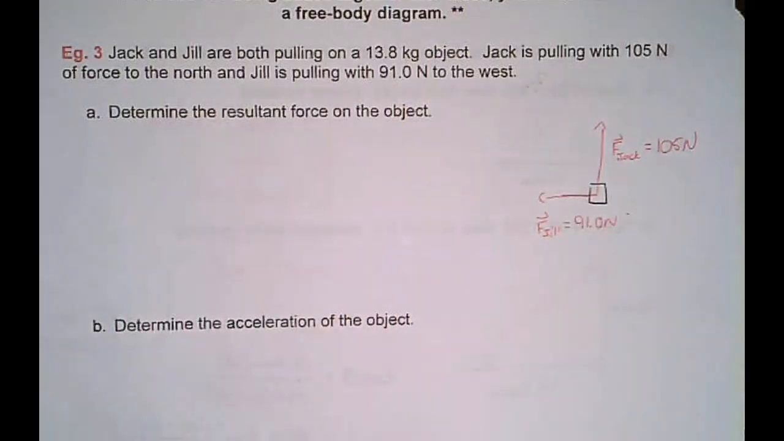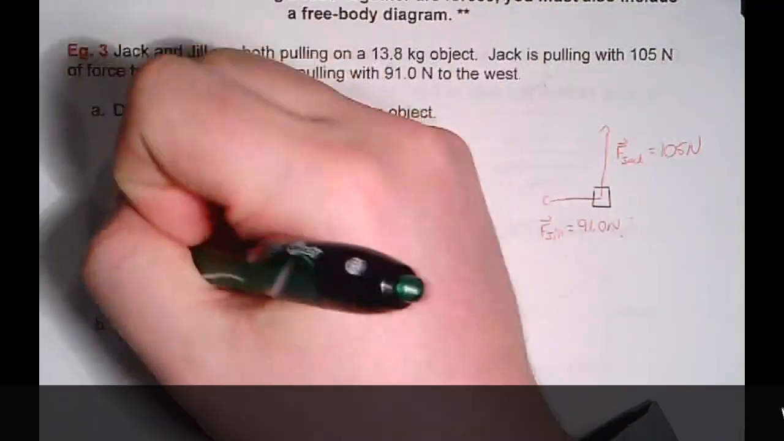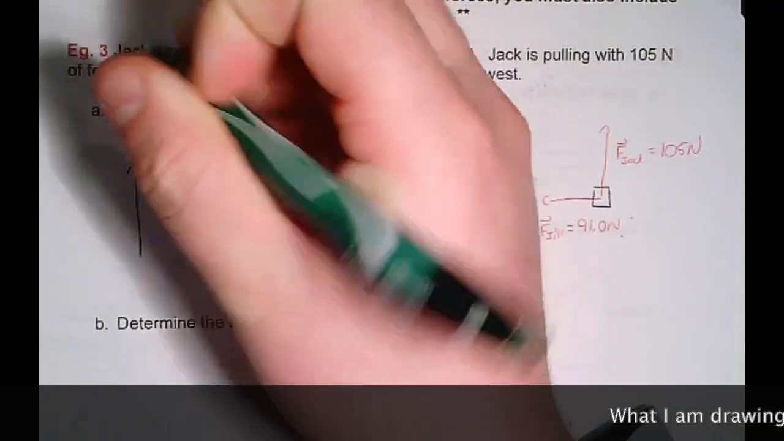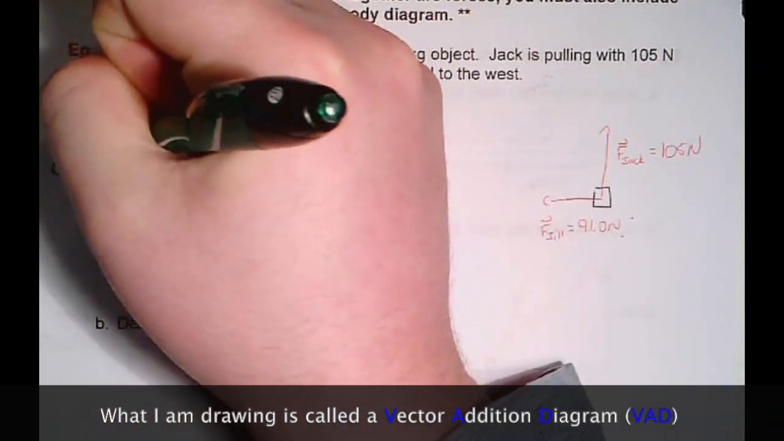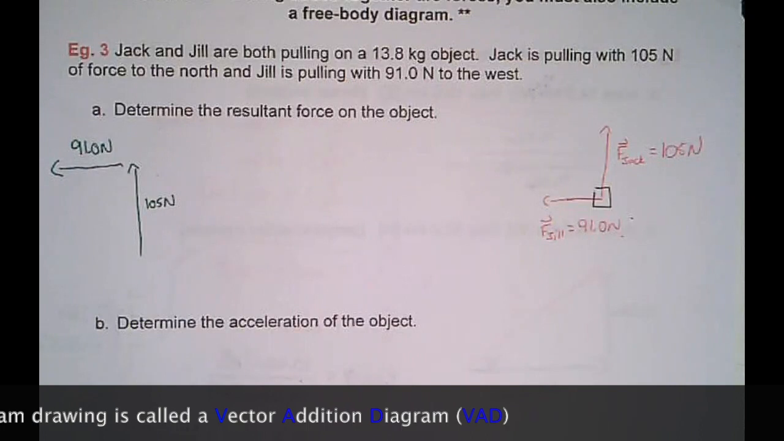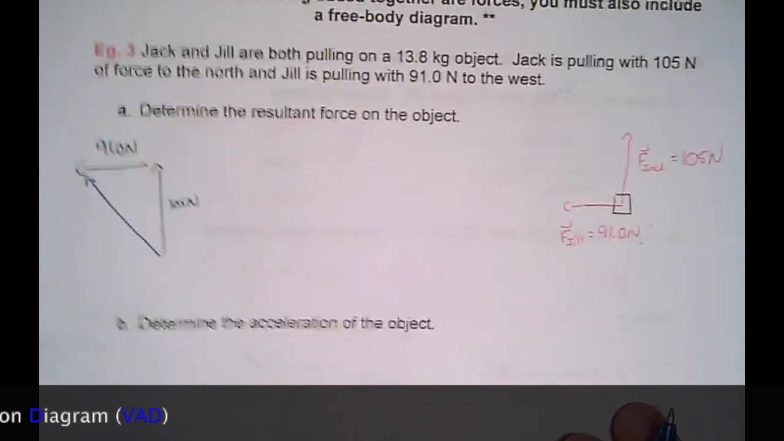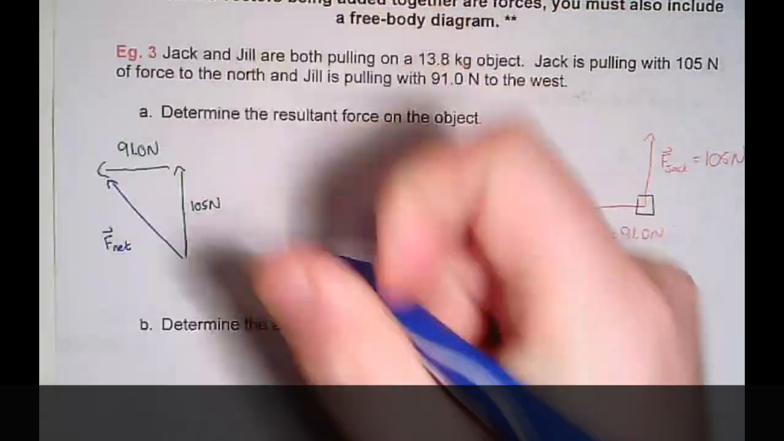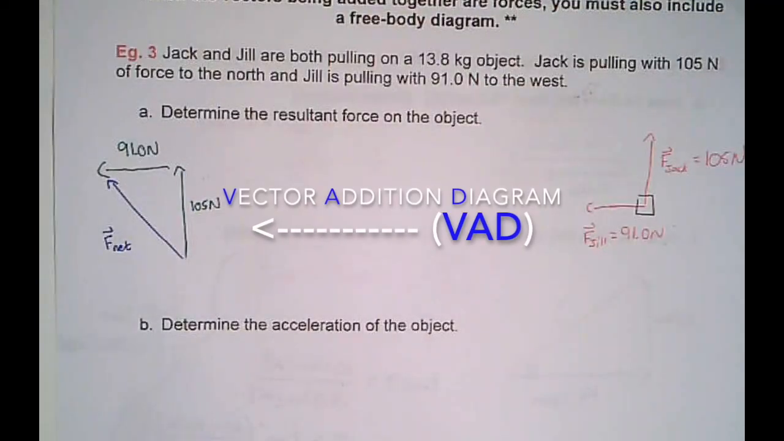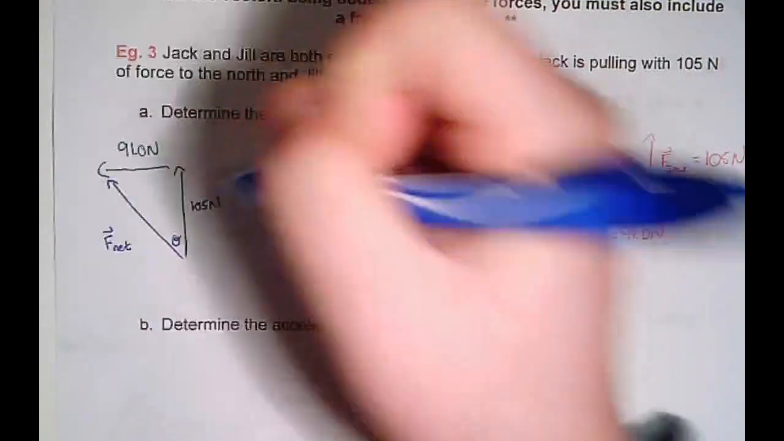If we plug that into our free body diagram, Jack pulled at 105 newtons north, Jill pulled with 91 newtons west, and our resulting vector is going to be from the tail of the first to the tip of the last. That is going to tell us our net force, so it's all the forces acting on the object. We also need to determine at which direction.